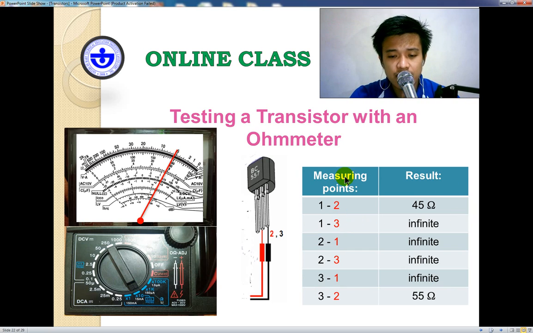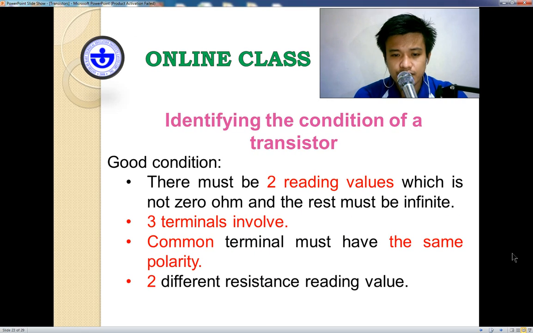Okay, now this data is very important to know the condition of the transistor, to know also which leg is the base, collector, emitter, and what type of transistor that I have. Is it NPN or is it PNP? Okay, so this is my basis, this data table. So to start with, we have identifying the condition of a transistor.